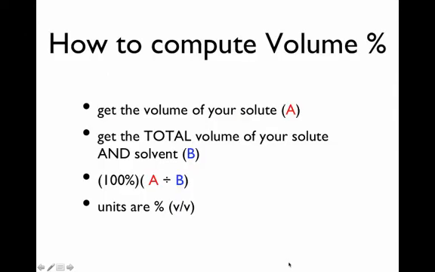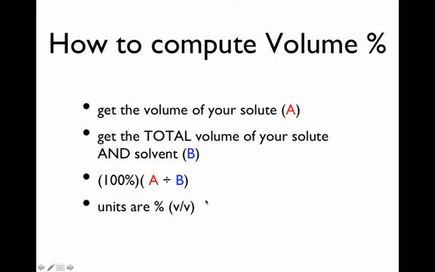There's a third method that is often used. But first, I'm going to give you a little recipe for volume percent. So here it is. Get the volume of your solute, call that A. That's the liquid that you're mixing in. Get the total volume of the solute and the solvent, call that B, and then the volume percent is equal to 100% times A divided by B, and the units are percent parentheses V/V, which means volume over volume. So that's it for volume percent.